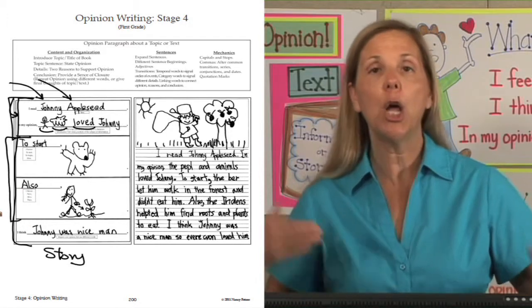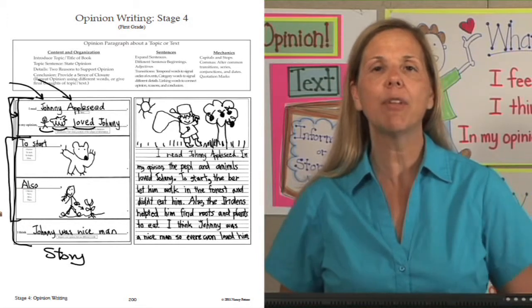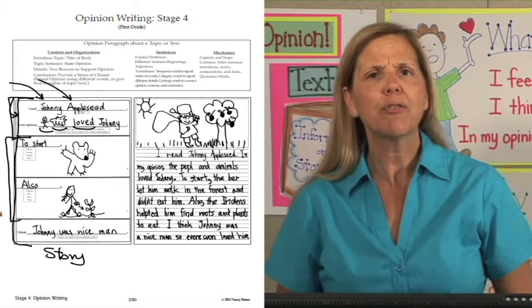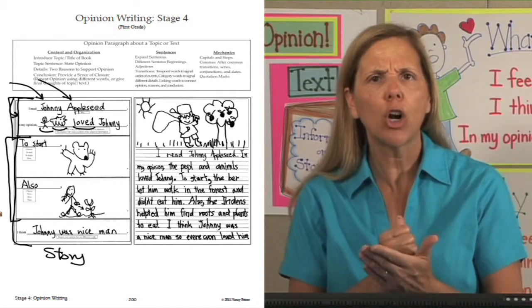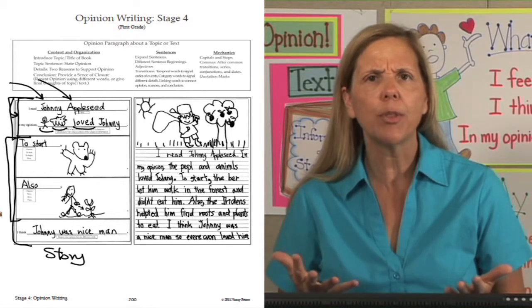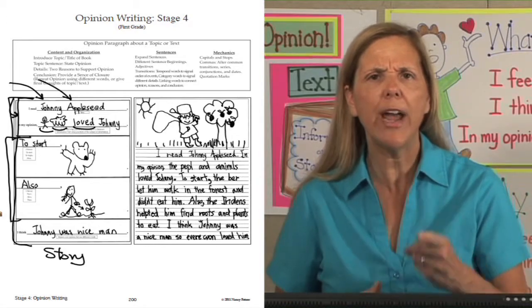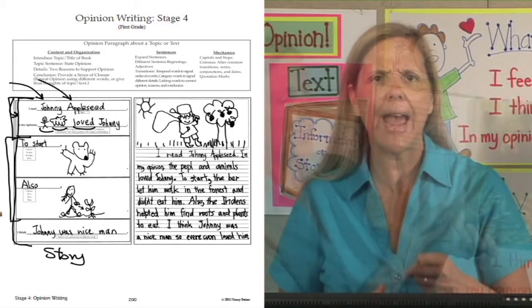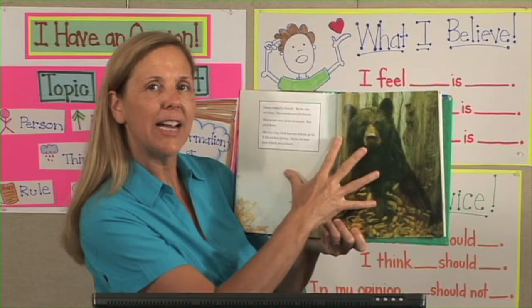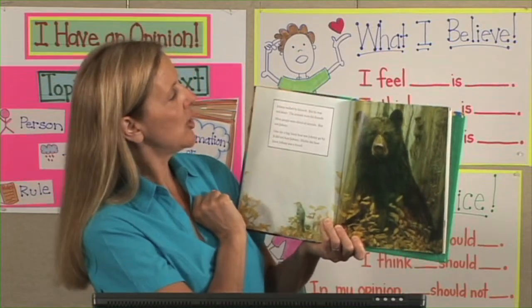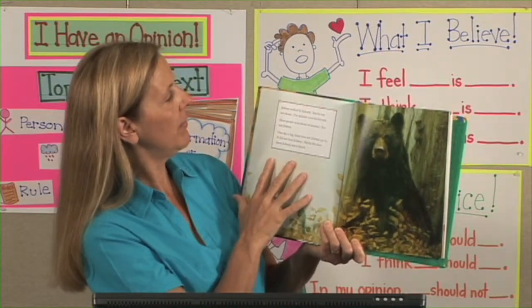Let's go to the body. And when we have the body, what are we going to do? We have to back up our opinion. How do we know that the people or animals love Johnny? Where's our evidence? How do we know that? We go back to the book and we find the page where it shows that the animals loved Johnny.